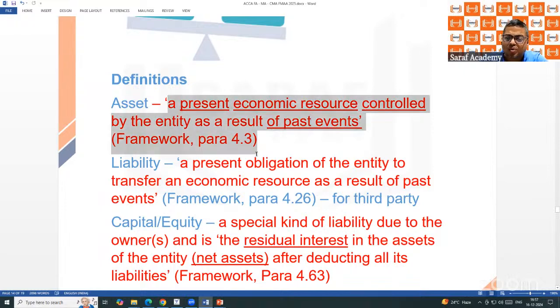Is the definition something they are going to ask in the exam? They are not asking you to write it. But based on the definition, multiple choice questions are there. Based on the definition, the questions will be coming in the exam.